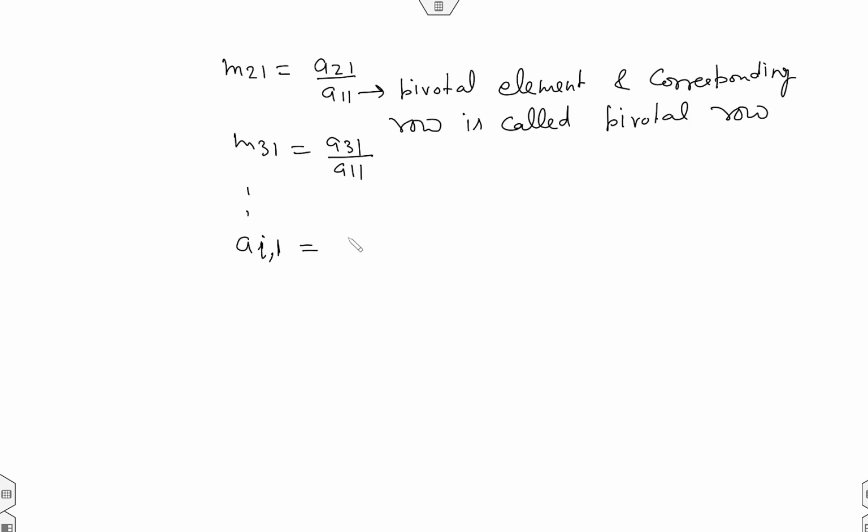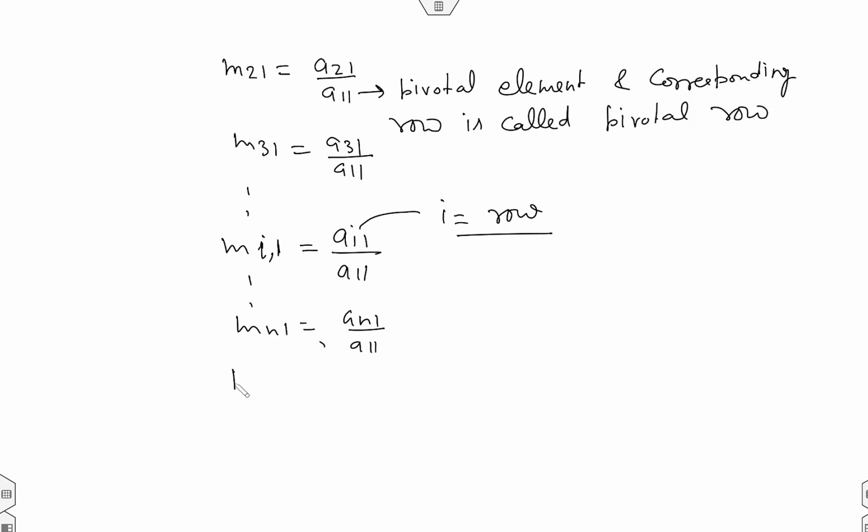or we can say Mi1, that is Ai1 upon A11. So this i is what? i is used for the row, that is, in which particular row we have to make 0 at the i1 element. Okay, so this we can do. After computing all these values, we get Mn1, that is An1 upon A11.